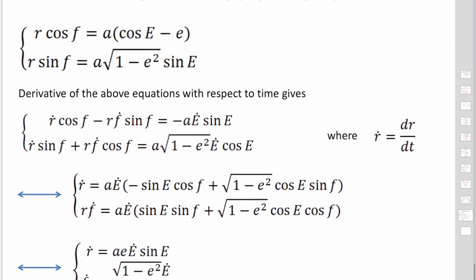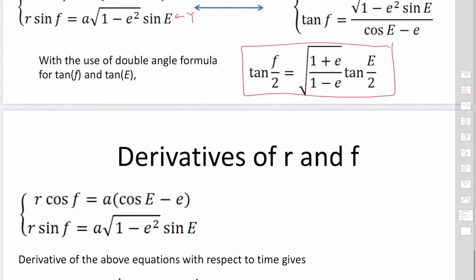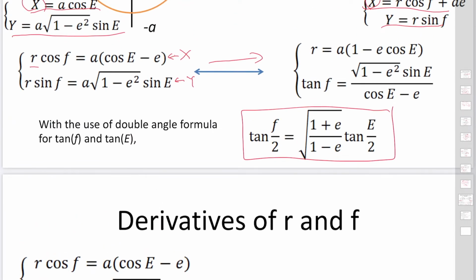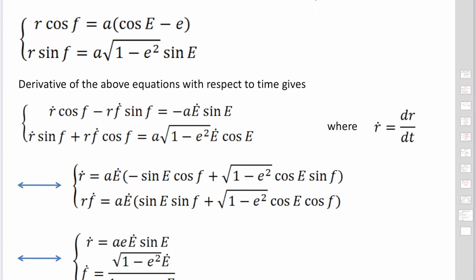Finally, we'd like to derive the derivative of r and f. R cosine f. So from the first equation, we have this r and x and y. We could find this equation: r cosine f is a cosine e minus ae, and r sine f. Then you can find the derivative from these two equations.